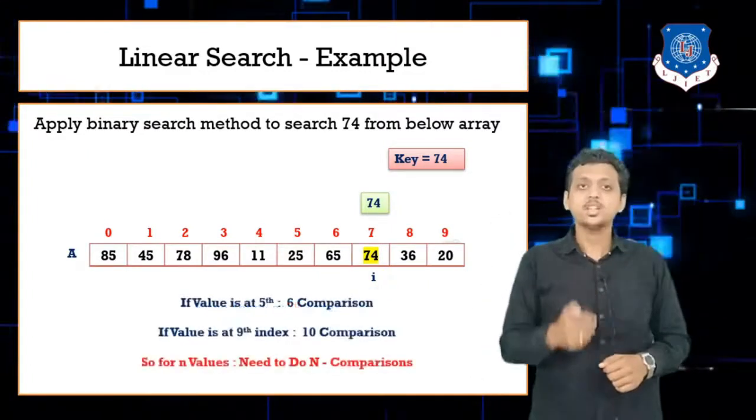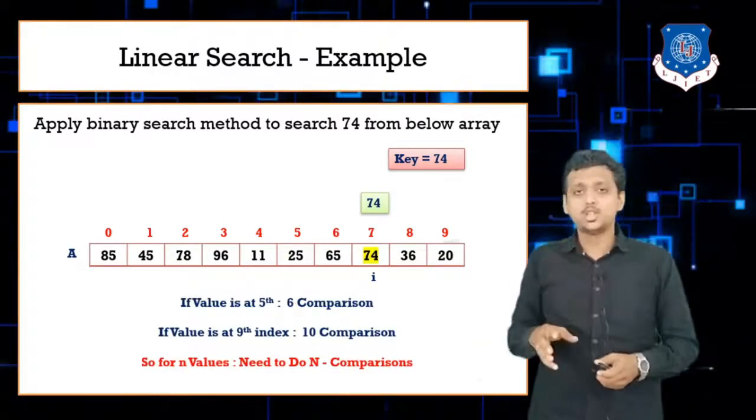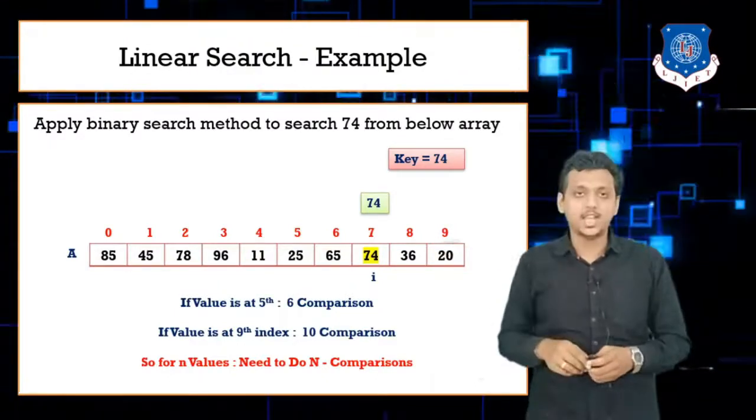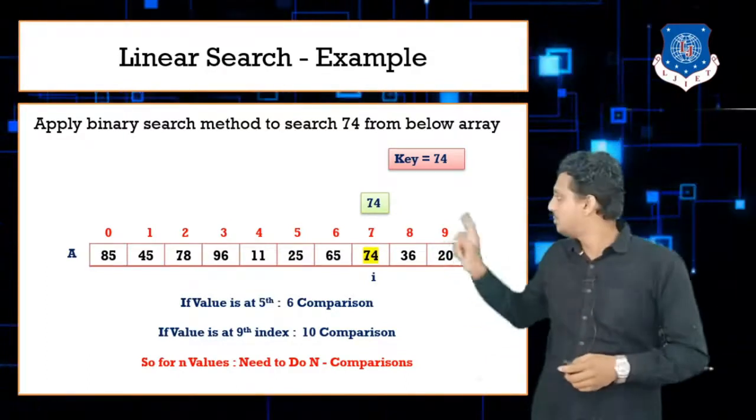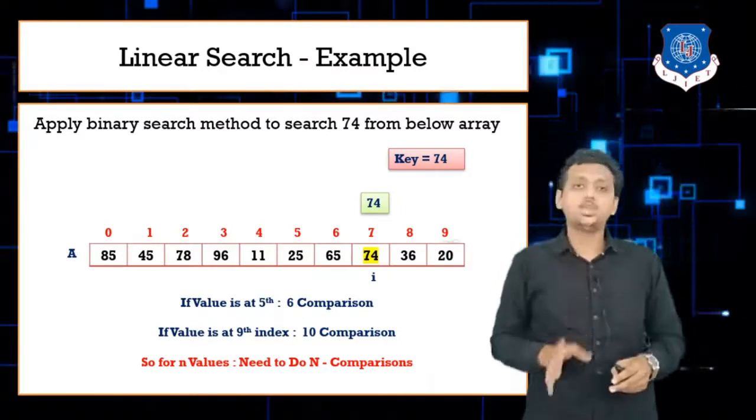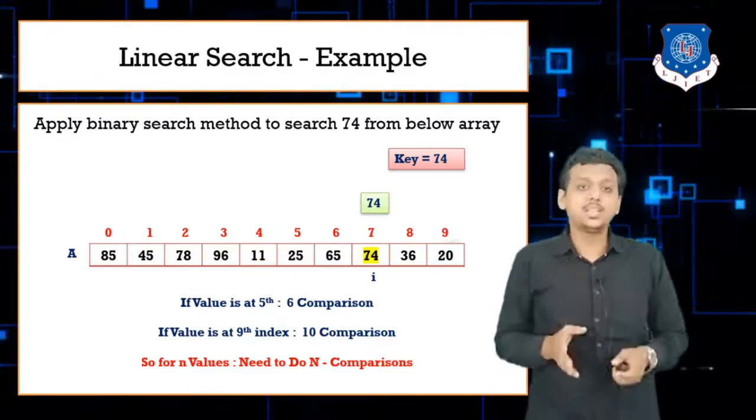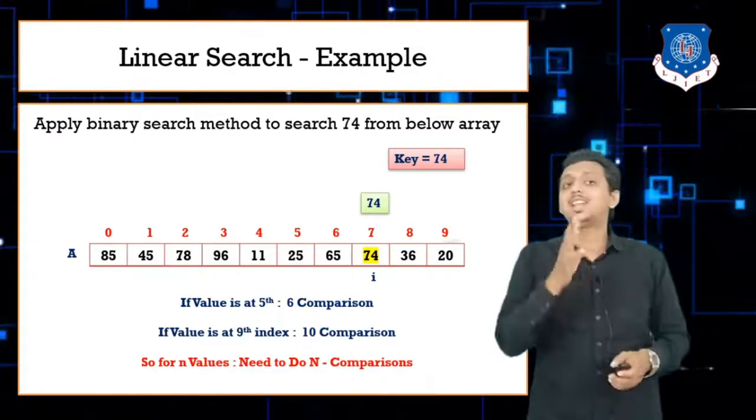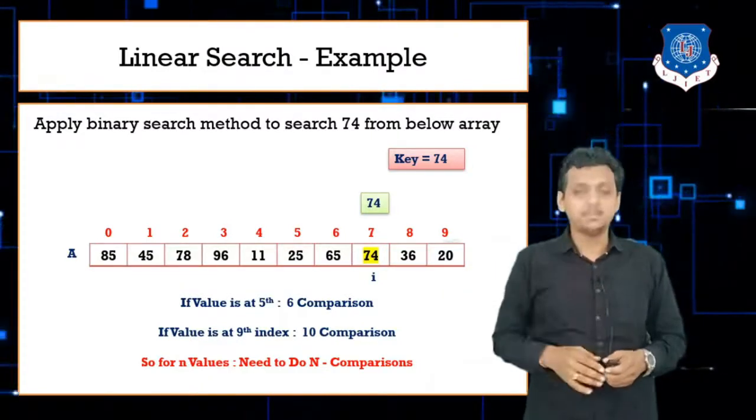Fine. So here, if you just see properly, students, 74 is situated at the 7th position of the array. That means I need to compare at least 8 different values from 0 index to 7. From 0 to 7, total 8 elements are there. So I need to compare 8 values. Suppose if my value is at 5th index, then I should do 6 comparisons. Suppose if my value is at 9th index, then I should compare total 10 elements.